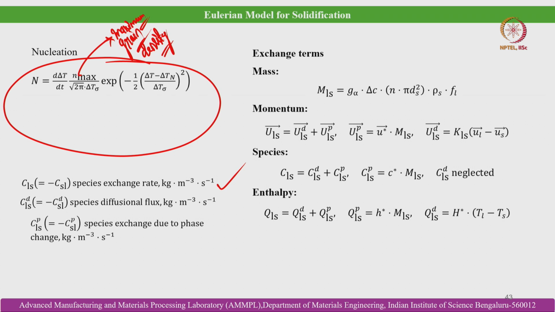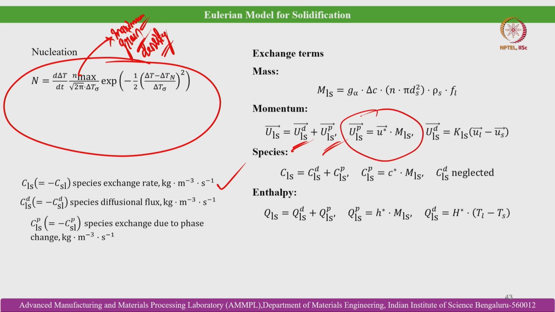So, CLSD is the species diffusional flux, and CLSP is the species exchange due to phase change. Similarly, the source term of the momentum, ULS, is a summation of the source term due to drag between the liquid and solid phases, and the source term of momentum due to liquid to solid phase change, which is further shown like this.